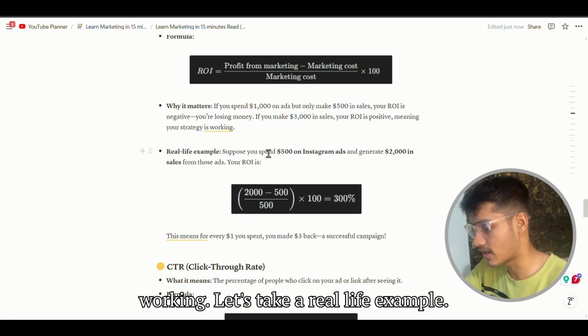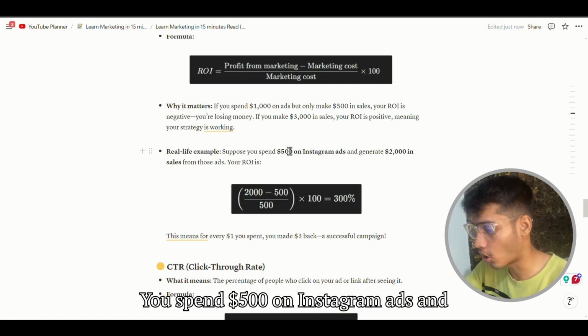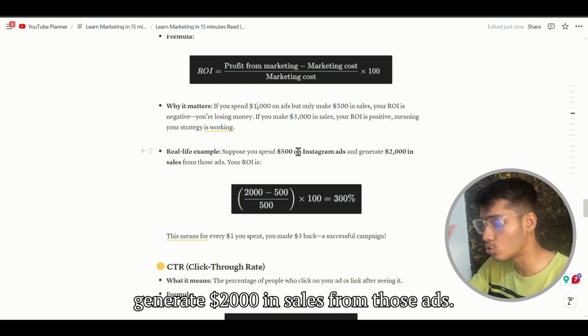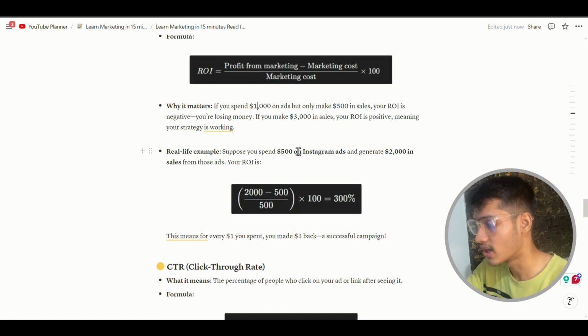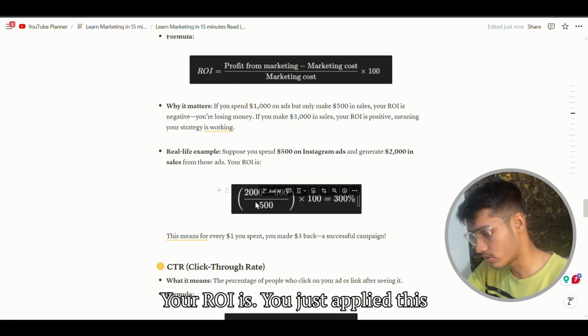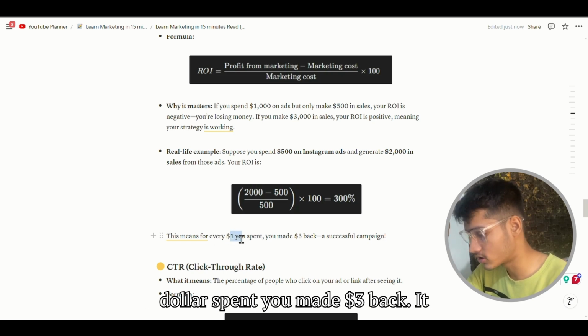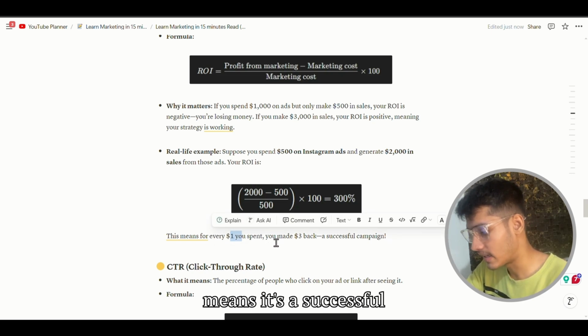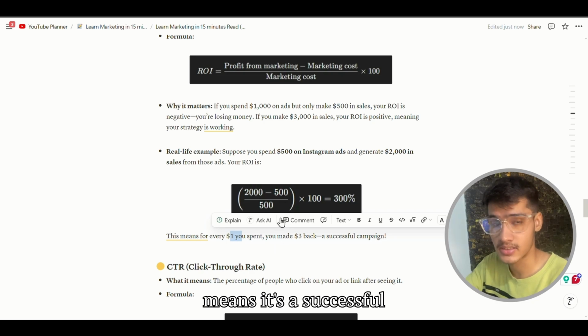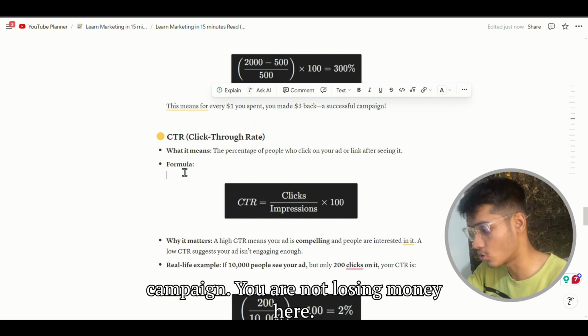Let's take a real life example. You spend $500 on Instagram ads and generate $2,000 in sales from those ads. Your ROI is, you just apply this formula and you understand that for every dollar spent, you made $3 back. It means it's a successful campaign. You're not losing money here.